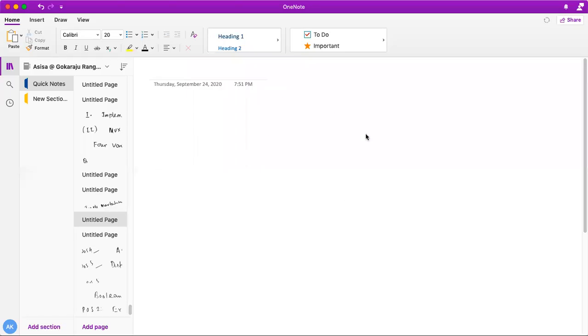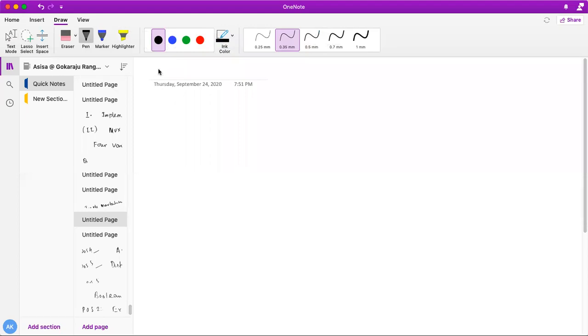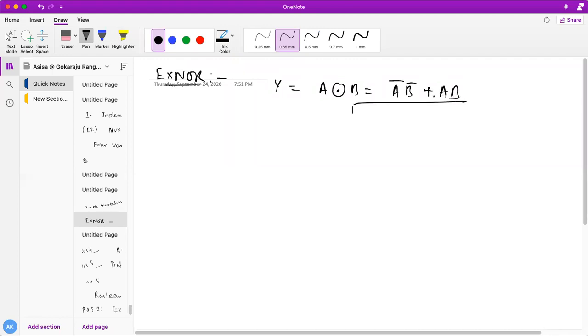Okay, so the next part is how to design an XNOR gate using mux. XNOR gate. So how to design it? As we know, my output Y is A XNOR B, we can also say this is A bar B bar or AB. Am I correct, students? So how to do that?